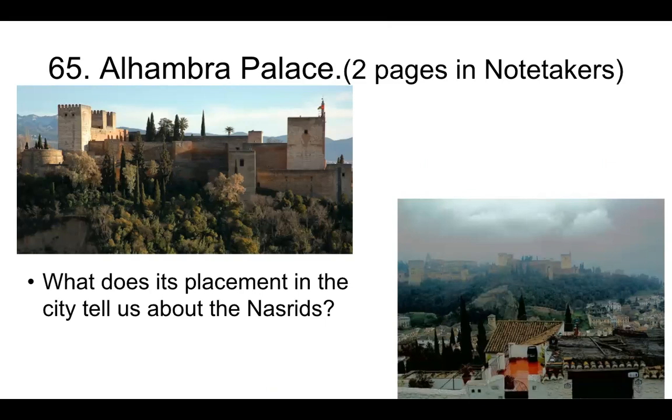So I have an image of it here. This is in the city of Granada. It's on a hill. What's strategic about the placement of the palace in correlation to the city?